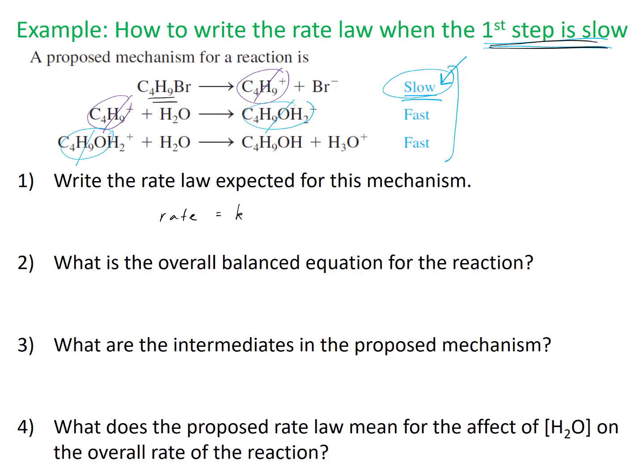So we write the K. Each of these will have a K value. This is K1, we'll call this K2, and we'll call this K3. Each elementary step actually has its own little mini rate law, and the only one that's the overall rate law is the slow step. So we'll write K times the concentration of C4H9Br. And we check the coefficient, and it's a 1 right here, so it's first order. So that's the rate law expected for this mechanism. Easy, right? If the first step is slow.